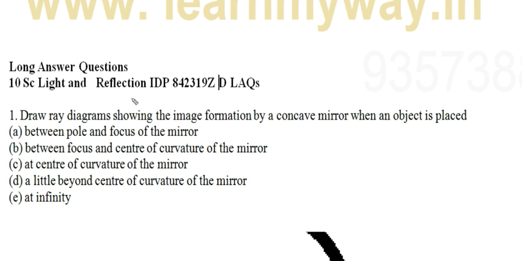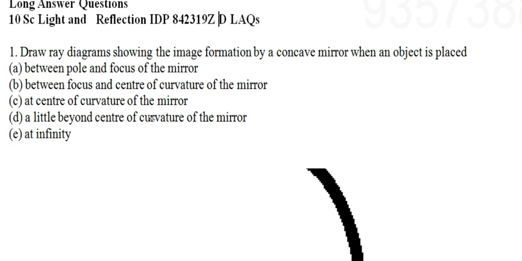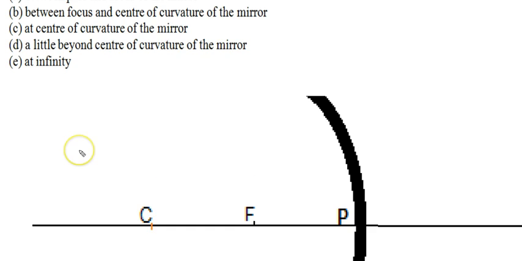Draw ray diagrams showing the image formation by a concave mirror when an object is placed. So you have to draw ray diagrams for 5 different positions. One, when the object is between pole and focus of the mirror, then between focus and center of curvature of the mirror, then at center of curvature of the mirror, then a little beyond center of curvature of the mirror, and lastly when it is at infinity.